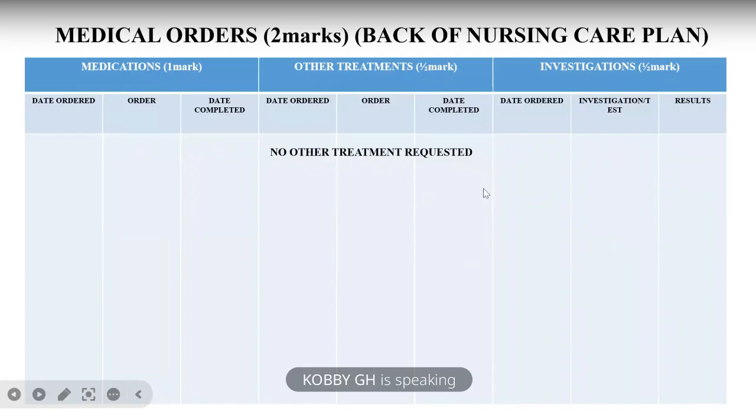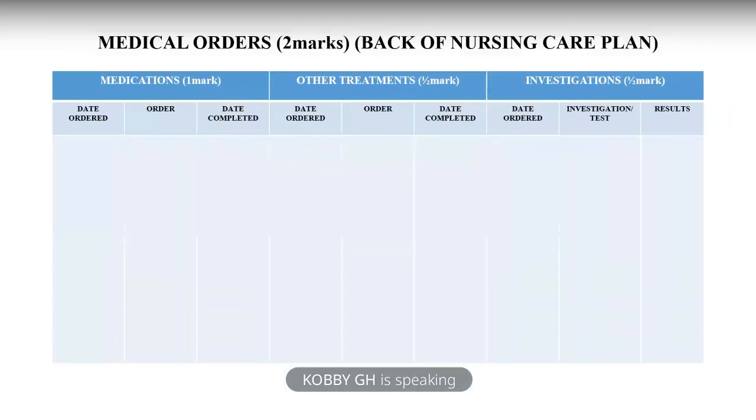Why do you have to struggle and waste time when you can just write no other treatment and still get your half? Is it difficult? It's not difficult. And in exam, some of you students, you are hard on your own self to the point that someone will be struggling and even end up leaving the space empty.